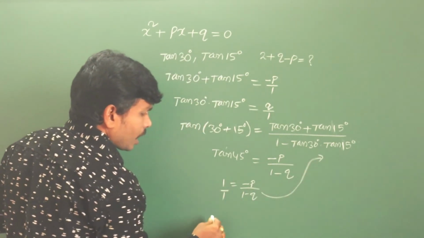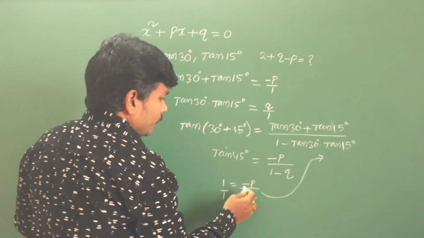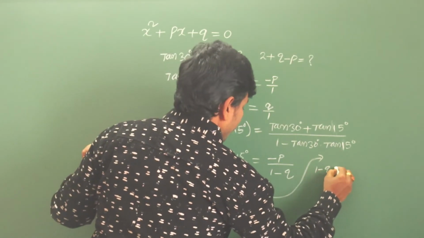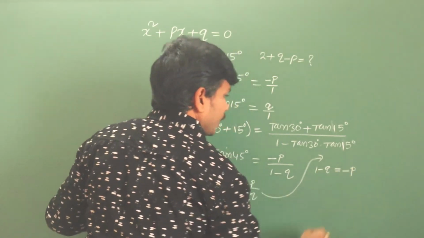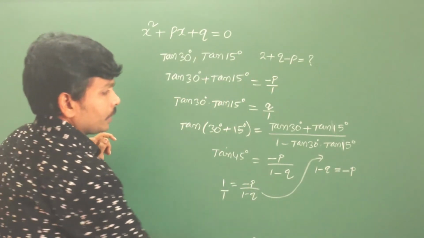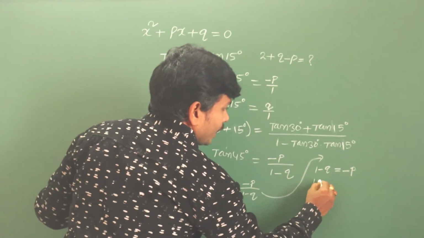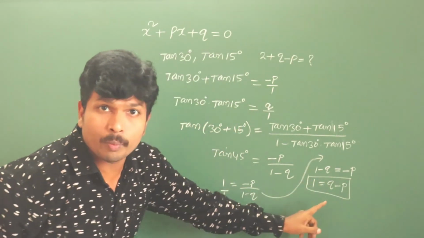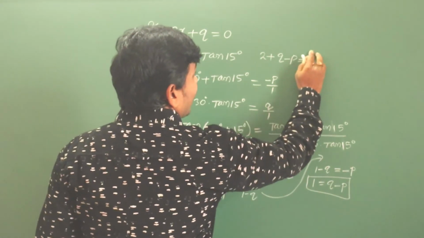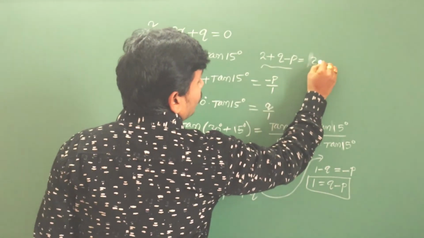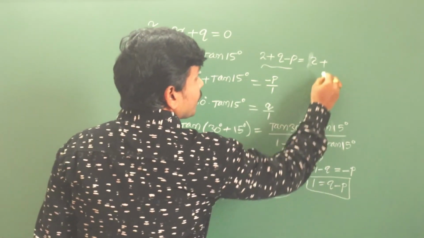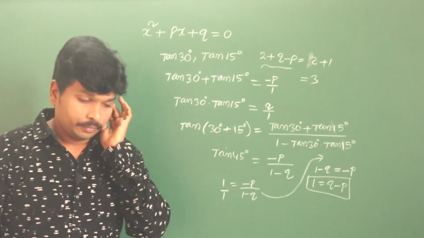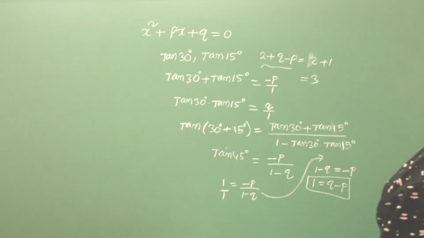From this, you do cross multiply. Understand? 1 minus q is equal to minus p. Send this to that side: 1 is equal to q minus p. What is the q minus p value? Now tell me, 2 plus q minus p, you got it as 1. 2 plus 1 is equal to 3, your answer. Which option? Yes, fantastic. Fourth option.